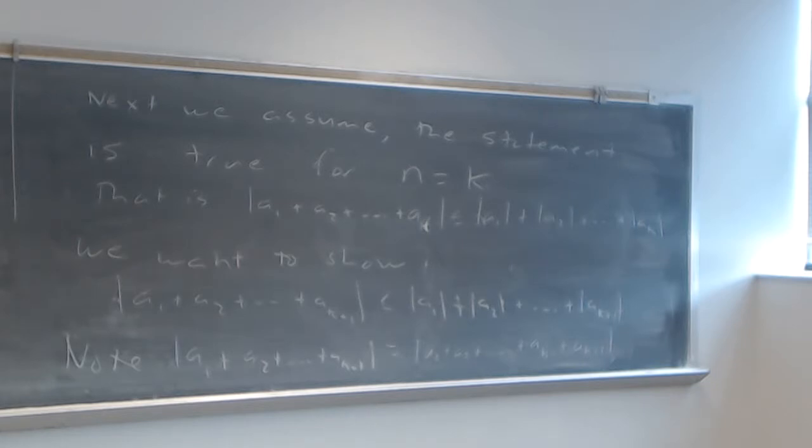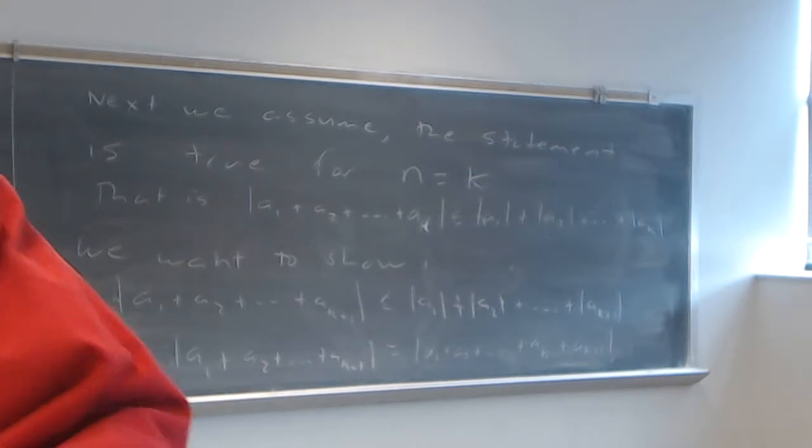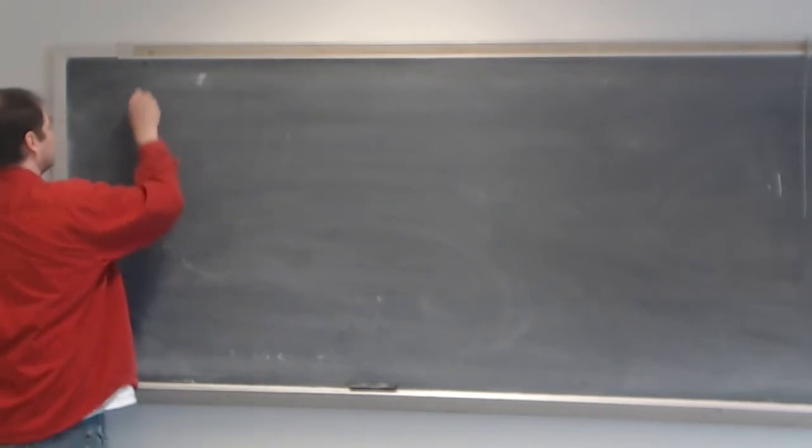It's going to be less than or equal to the absolute value of the first number plus the absolute value of the second number. Okay? So what's the absolute value of the first number? What do I mean by the first number in here? It's the absolute value of what? Anybody?